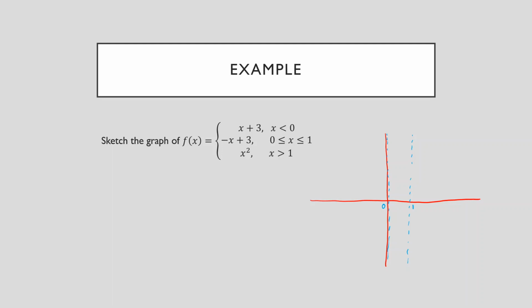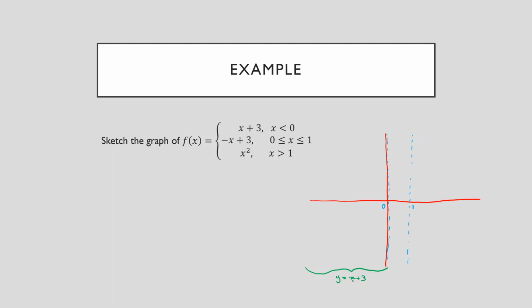Okay, so our first piece that we have to sketch is this one here, x plus 3 for when x is less than 0. So that's going to go in this left-hand portion of our Cartesian plane. Okay, so that's going to have the rule basically y equals x plus 3. That should be very clear to you that that's going to be a linear graph. It's going to have a y-intercept of 3 and a gradient of 1.